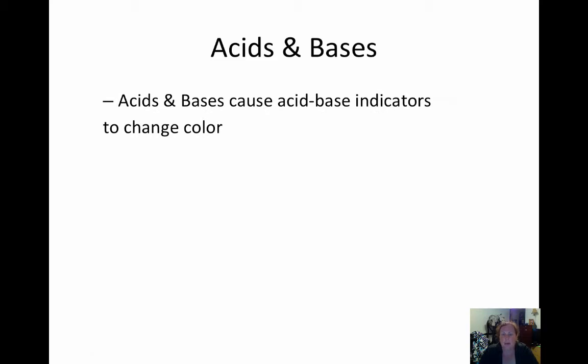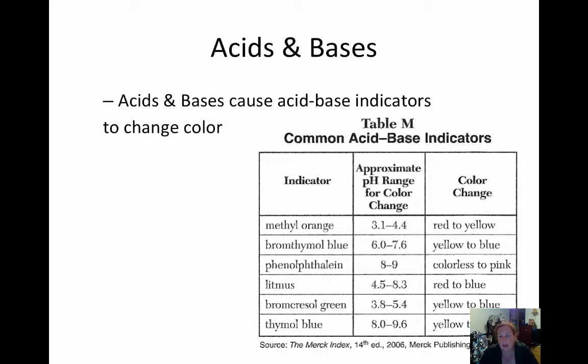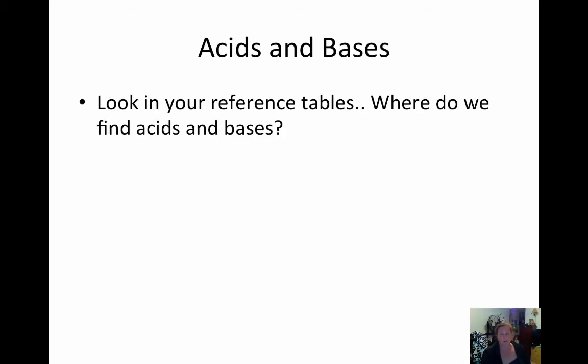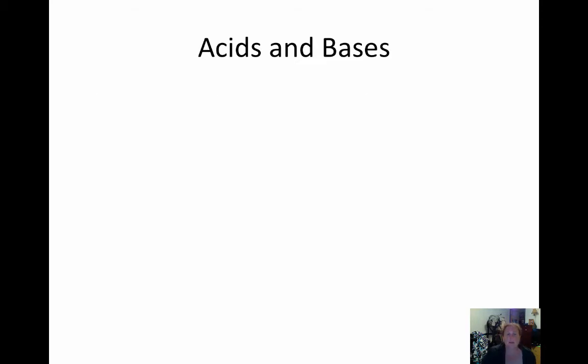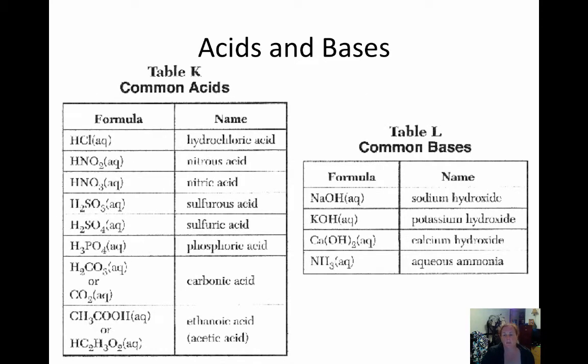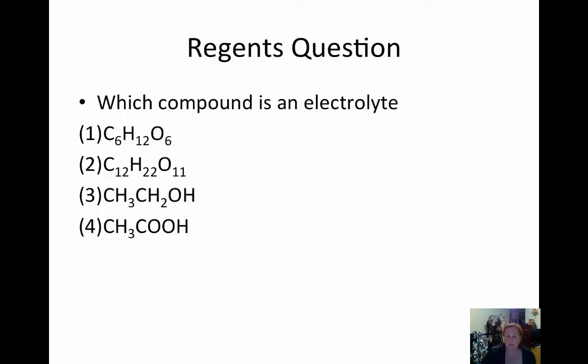Acids and bases cause acid-base indicators to change color. Table M has our common acid-base indicators, and here you can find what color changes will occur based on the reaction. Let's look in your reference tables. Where do we find our acids and bases? These are located on tables K and L, and of course also the indicators that we just looked at on table M. This is where you'll find some of your common acids and bases.